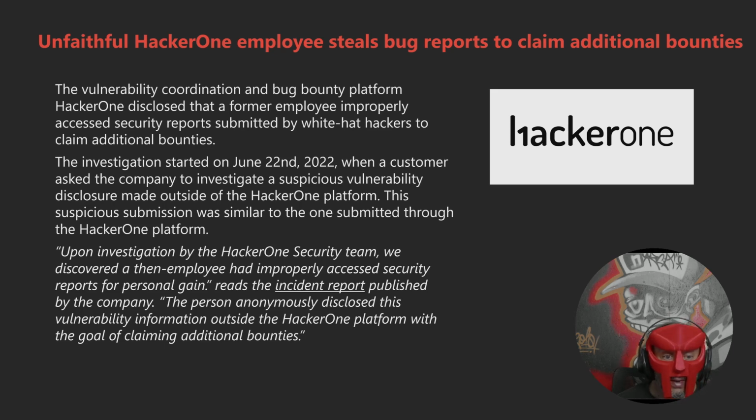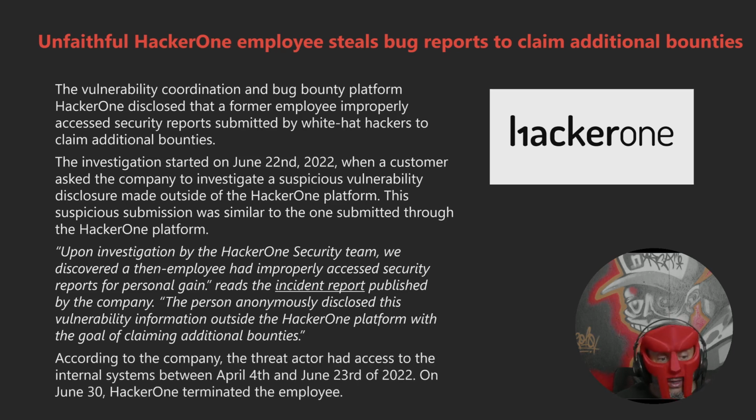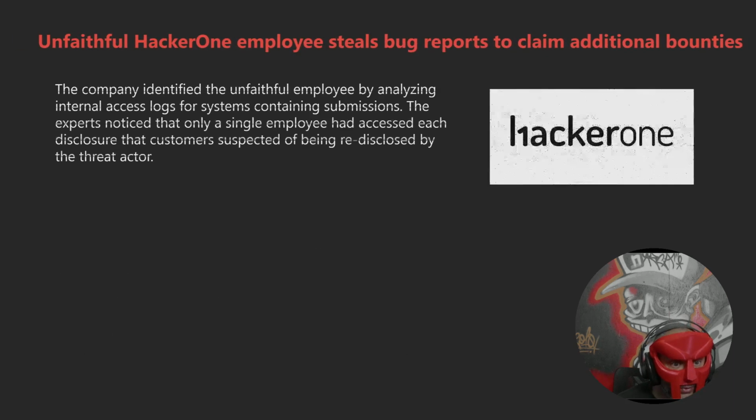Upon investigation by the HackerOne security team, we discovered a then-employee had improperly accessed security reports for personal gain, reads the incident report published by the company. The person anonymously disclosed this vulnerability information outside the HackerOne platform with the goal of claiming additional bounties. According to the company, the threat actor had access to the internal systems between April 4th and June 23rd of 2022. On June 30th, HackerOne terminated the employee.